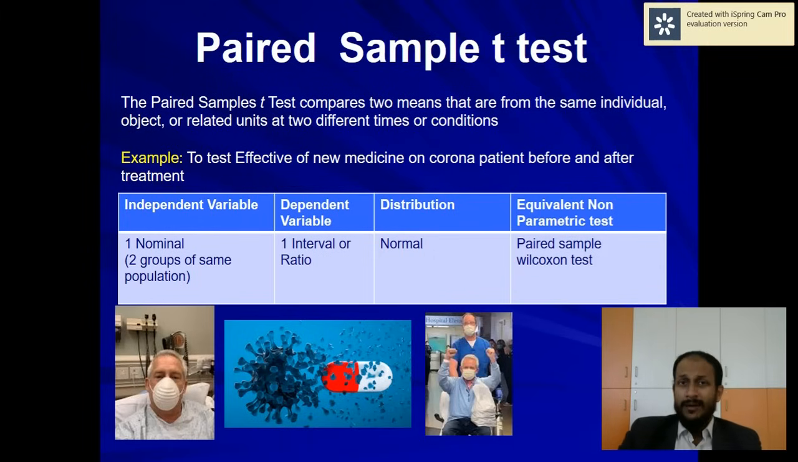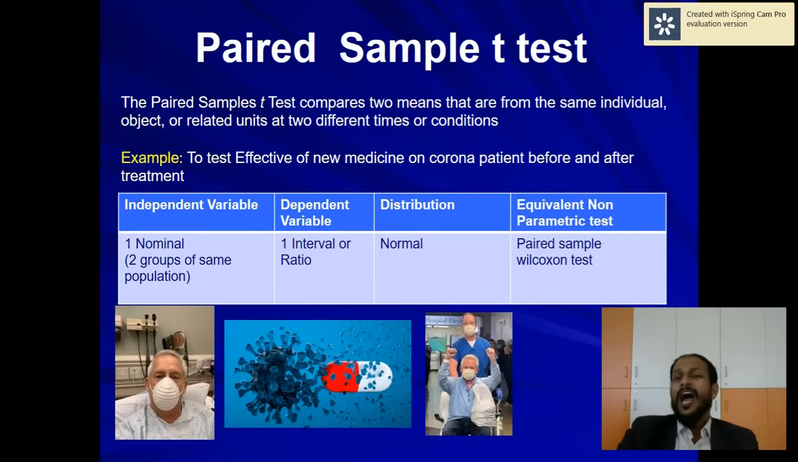Now here in the paired sample t-test, we compare the means of the same population. Look at the difference between the independent sample t-test and the paired sample t-test. In the independent sample t-test, I am comparing the means across two different populations. In the paired sample t-test, I am comparing the means across two samples of the same population. Now let me explain it. Say for example, here also I am taking corona as an example. I am checking the new medicine of corona across patients before and after the treatment.